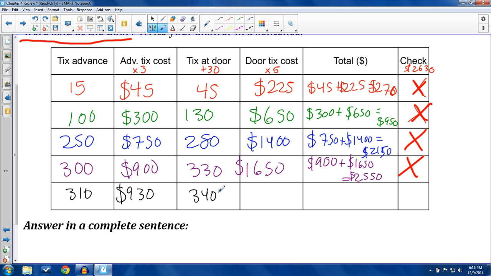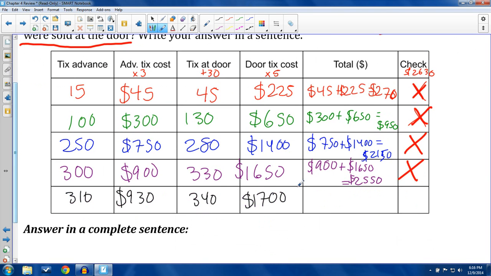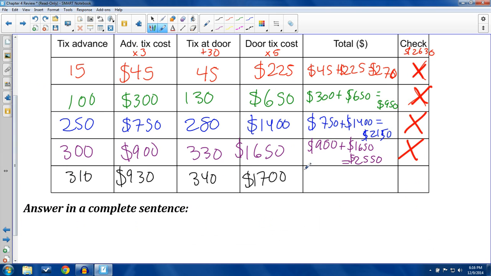Times 5. I know it's going to be 50 more than this one because that's 10 more. 10 times 5 is 50, so that's 1700. Is that right? What was this, 2630? Ooh, I think I got it. Wow, good. So 930 plus 1700. Yep, that's 2630. I swear I did not mean to be that on point, where I would actually get onto the fifth step.